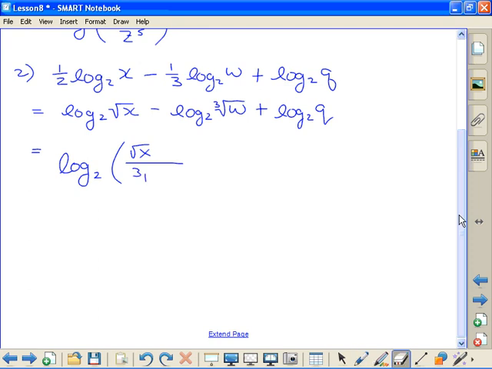Because it's subtraction, this subtraction sign tells me take the argument from the first term, the root x, divided by the cube root of w, and then multiply it by the third term. So the q will appear on top. So it's log base 2 of root x times q, divided by the cube root of w. All right. That's kind of your upper end question.